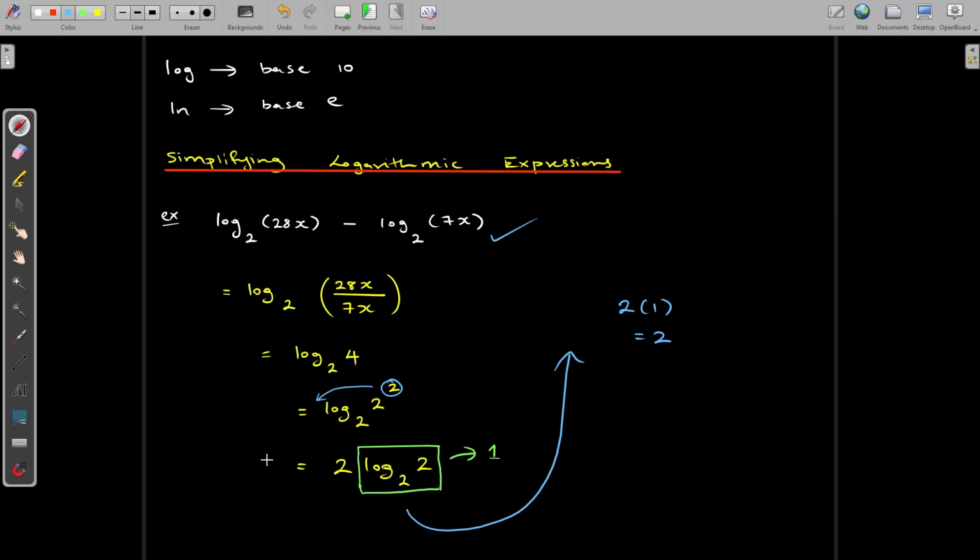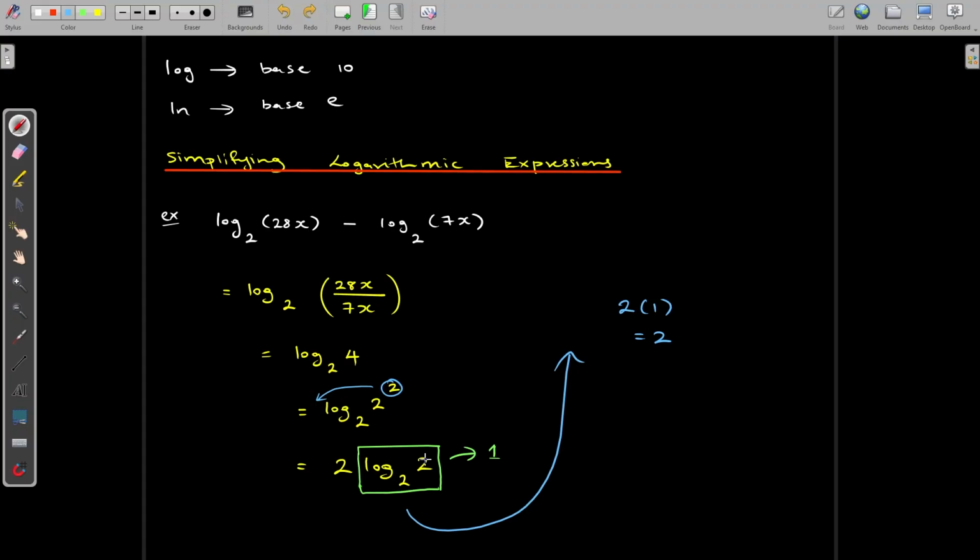Is that clear? Yes, sir. No, sir. Can you explain how you got the 1 again? Sir, I'm asking if you can explain how you got the 1. The 1 right here. Yes, sir.